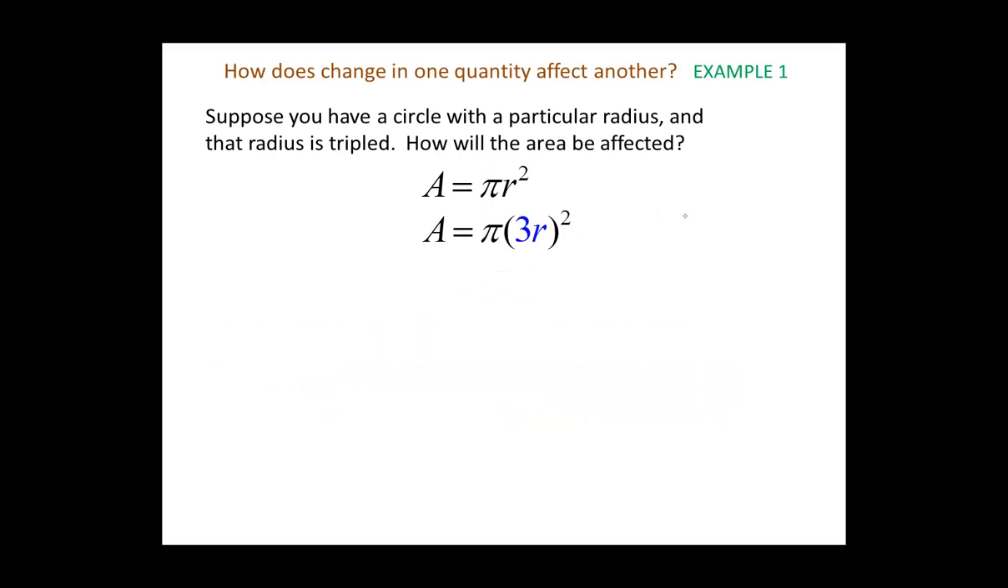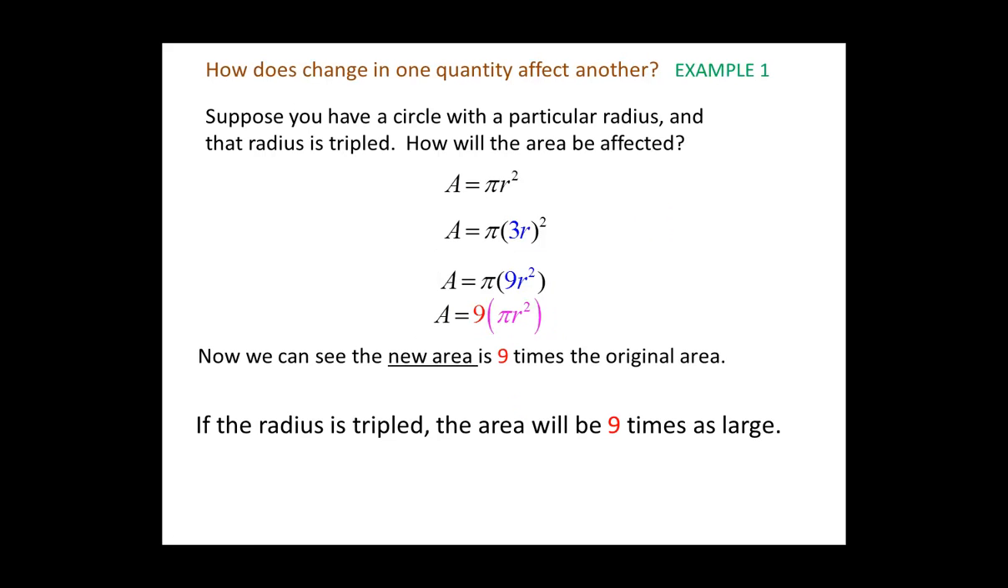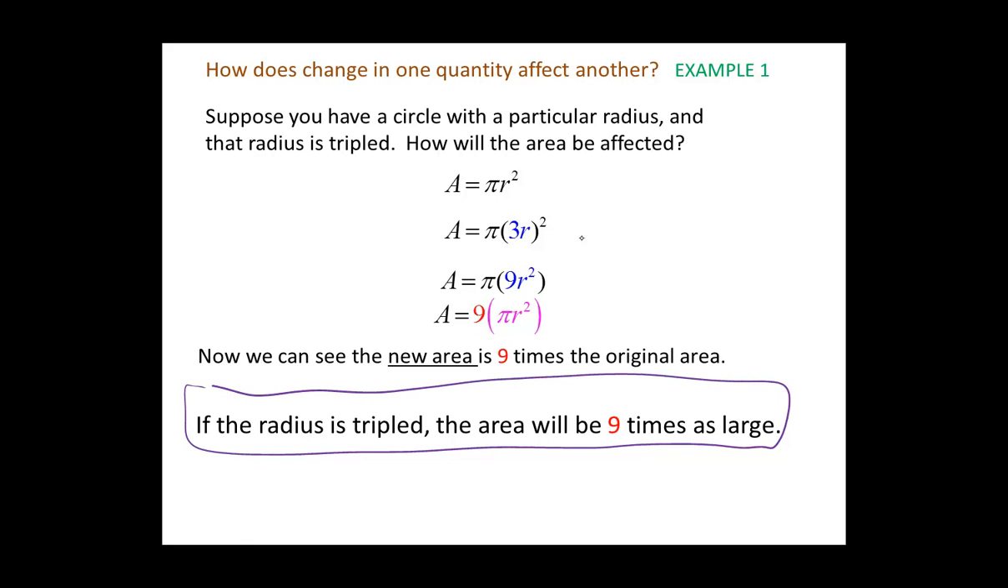So to start with, we're simply going to apply that power of 2. We have to square the 3 and square the r to get 9r squared, and using the commutative property and the associative property, we can bring that 9 out front. And now we see that the area is 9 times larger than the original. In other words, if the radius is tripled, then the area will be 9 times as large. We tripled the radius and found out our new area was 9 times the original.